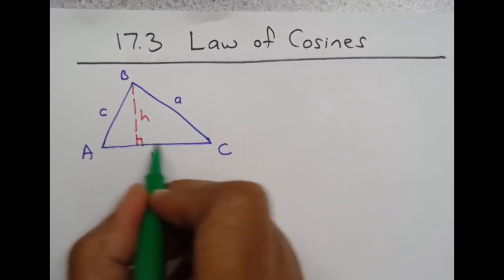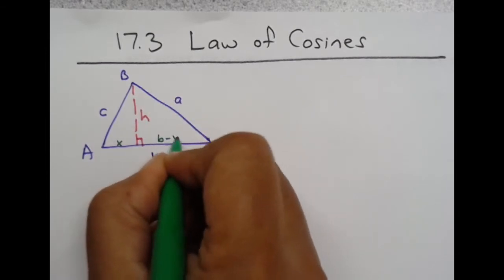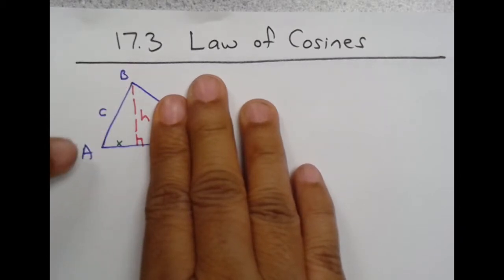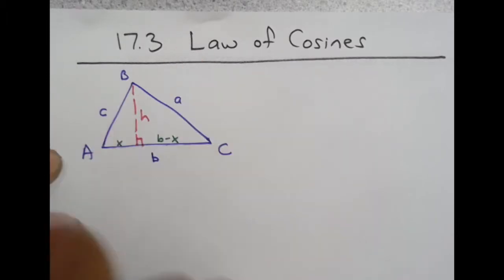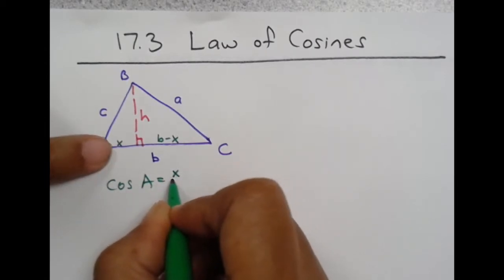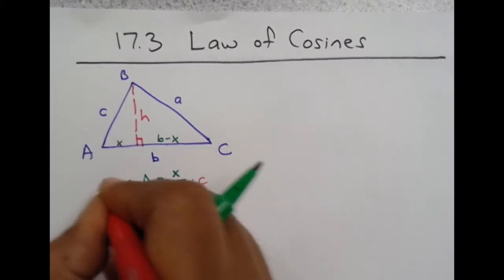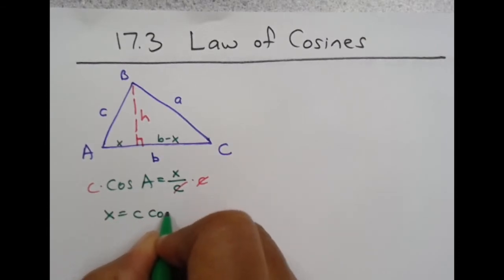All right, since I know this full length is B, if I let this little piece be X, this side is going to be B minus X. I'm going to go ahead and relate this side of the triangle using A as a reference angle and using X and C. X is adjacent and C is hypotenuse. Adjacent and hypotenuse, think of cosine. So we're going to set up cosine of angle A is equal to adjacent, which is X, over hypotenuse C. I'm going to solve this equation for X. So that means I'm going to multiply both sides by C. So X equals C cosine of A.